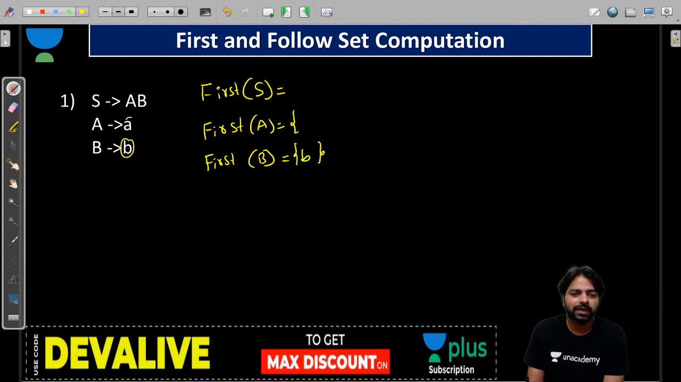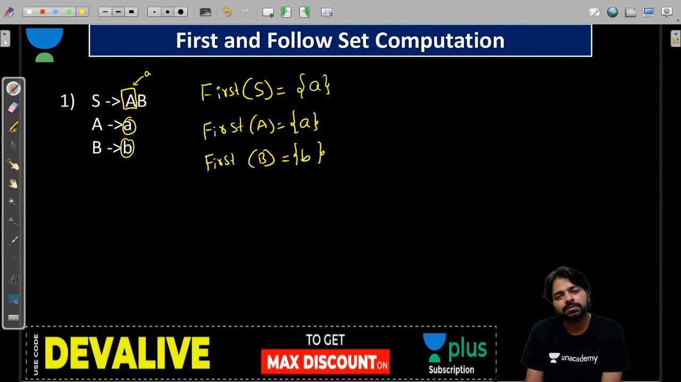And first of capital A is also very easy, that's the first terminal a. But first of S, should I depend only on capital A or should I depend on B also? In case A derives epsilon, then capital B also comes into the first set. Capital B derives small b, so small b comes into the set. So here epsilon will not come, always some terminal will come, that is small a, right? So first of S is nothing but first of A, that is small a. Yeah, that is the first set.